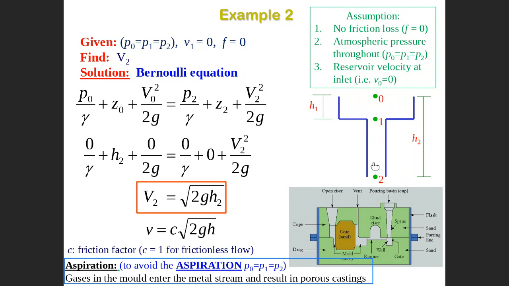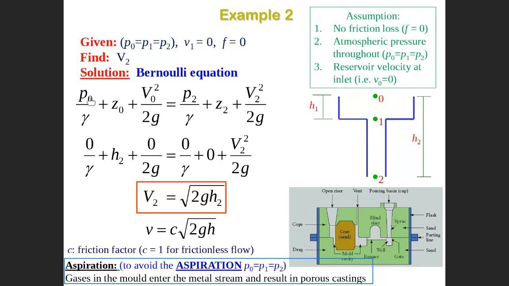So in this case, I'm going to apply the equation between 0 and 2. As I told you, point 2 is the most important point to me. Someone said, why don't you apply between 1 and 2? Because I don't know the velocity here. But I know the velocity at 0. We assume that V0 equals 0. Then it's easier to apply between 0 and 2.